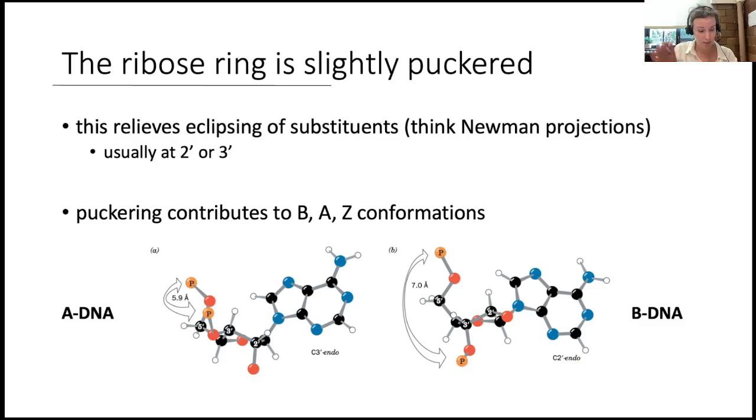For example, this isn't something for you to memorize, this is just an interesting fact. A DNA has puckering here at the carbon number 3, whereas B DNA has puckering at the carbon number 2. And puckering between these two different carbons leads to a different shape of the nucleotide that you can see in A DNA versus B DNA. And that different shape at the nucleotide level results in that different structure at the polymer level.